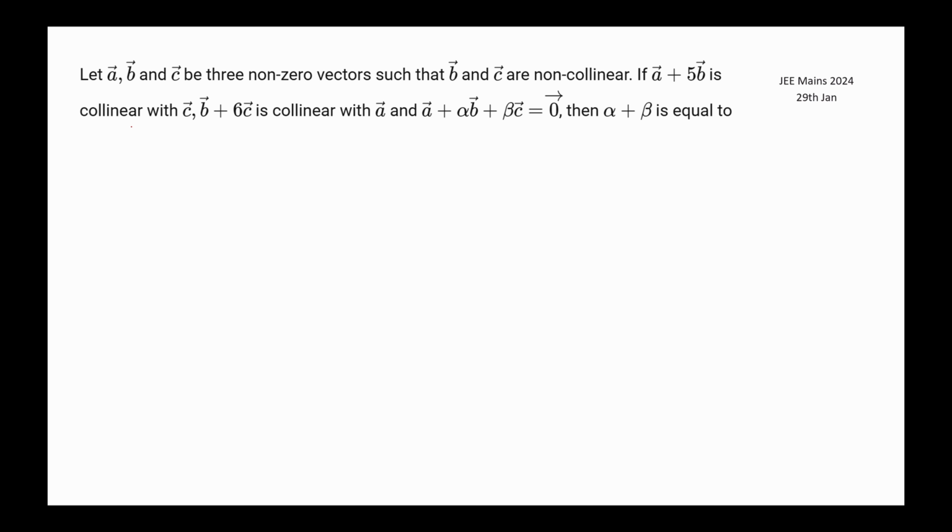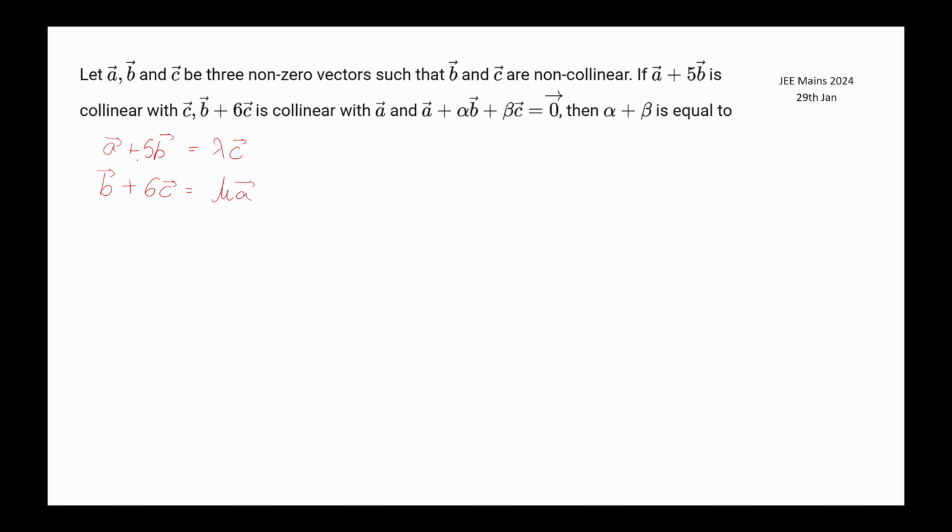So let us write down whatever has been given to us. We've been given that A vector plus 5B vector, this is collinear with C, so we can say this is equal to lambda C vector. And we have been given the equation that B vector plus 6C vector, this is collinear with A vector, so we can say this is mu A.